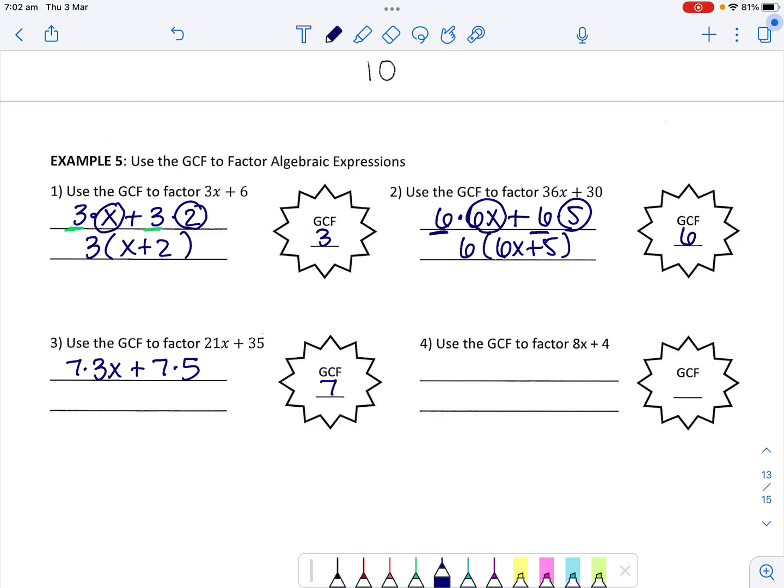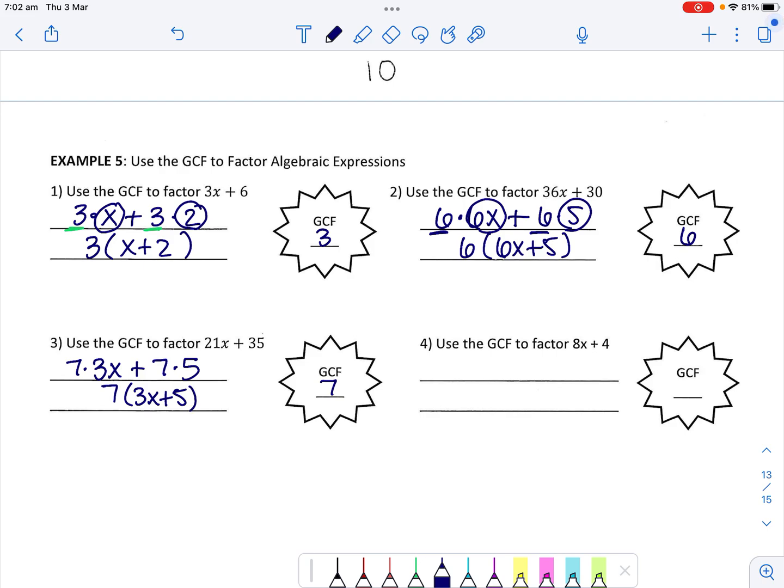Now the reason why, and I'm going to talk about this for all three of them that I've done already, the variable expression comes after that multiplication is because I've identified the greatest common factor as just that single number. There is no variable on my greatest common factor. That's why the variable expression is that multiplication. So this is going to be 7 times 3x plus 5.